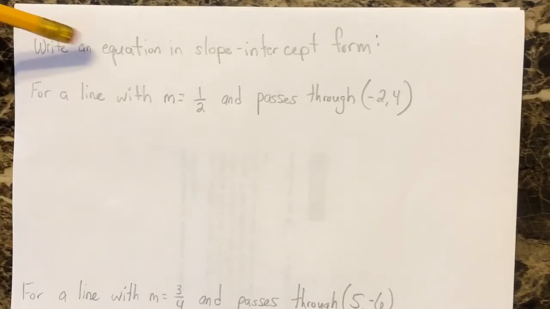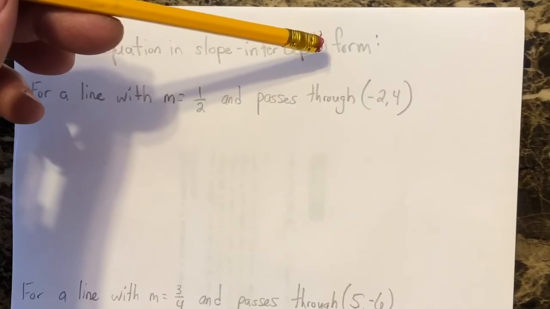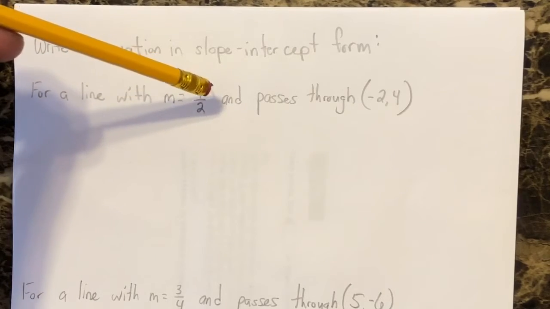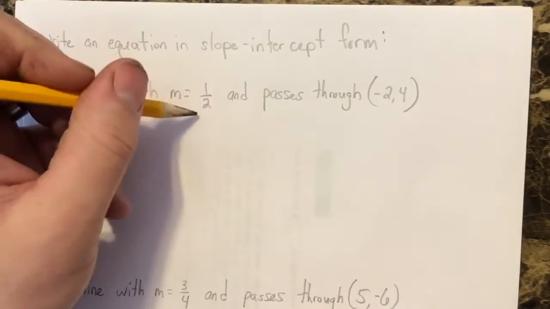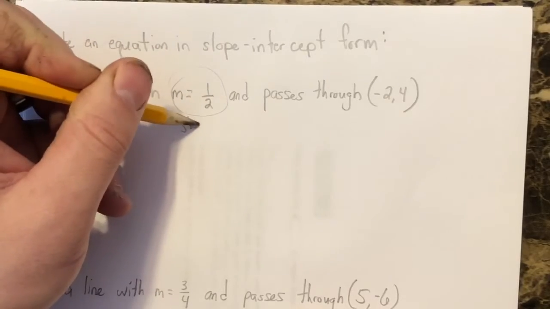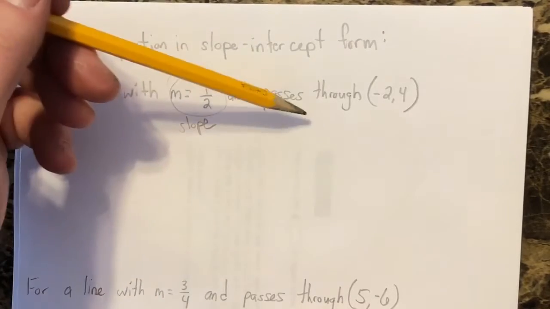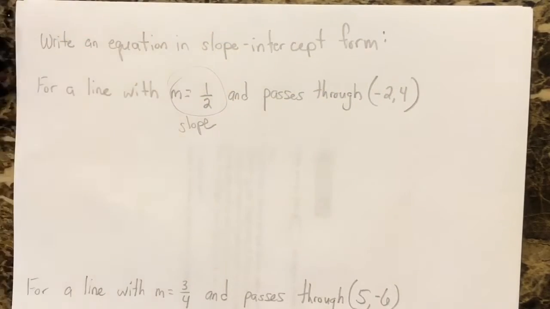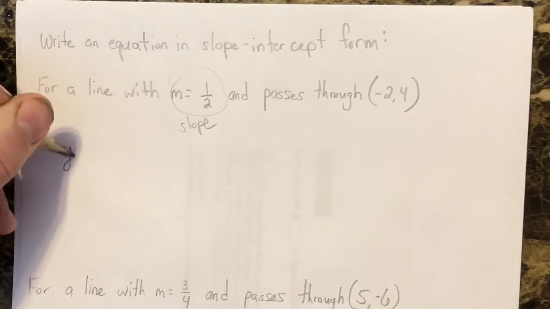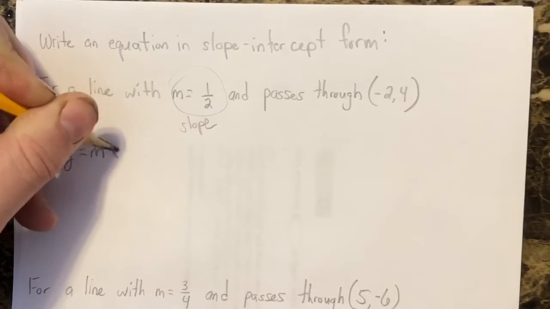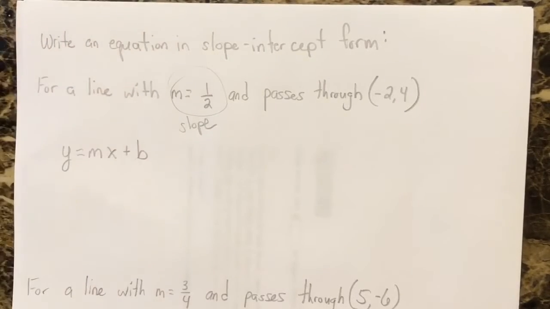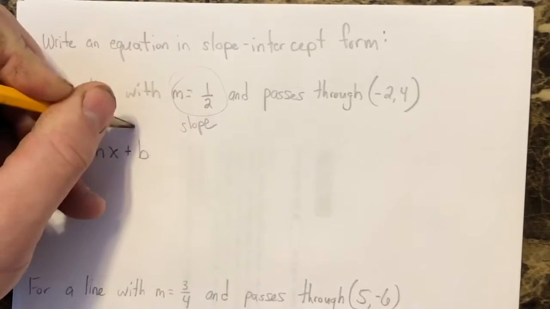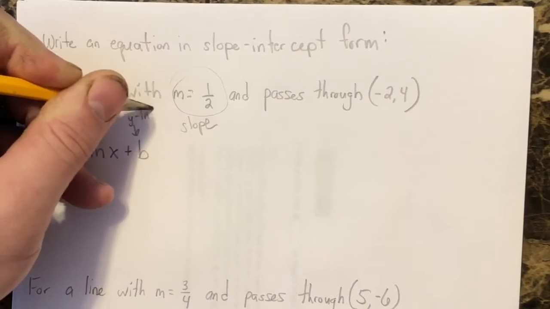So you can see in the first example here, it says write an equation in slope-intercept form for a line with m equal to half. So again, this right here is our slope. And it also passes through the point -2, 4. The main thing to remember here is that we are using the form of an equation y equals mx plus b. Again, this is our slope, and the b value here is the y-intercept.